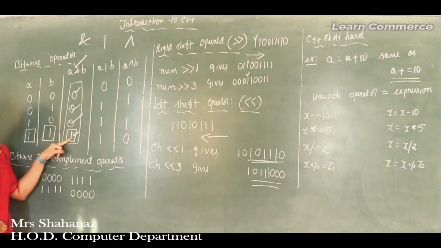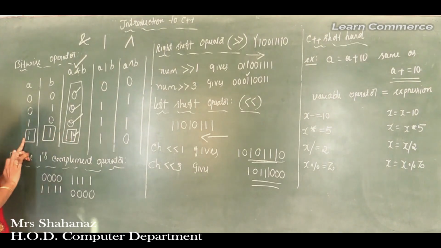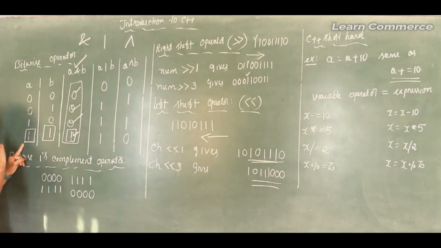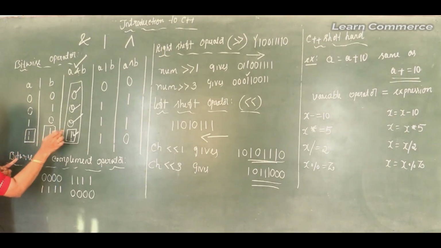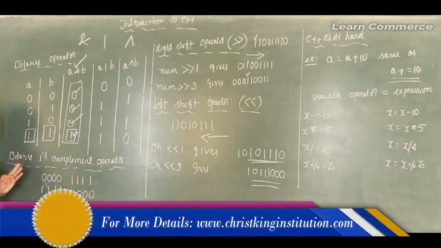Otherwise it will give the result as 0 only. So clear this point here. How does the bitwise AND operator work? I am repeating: the bitwise AND operator gives the result as 1 if the corresponding bits in both the values are 1. Otherwise, it will give the result as 0.